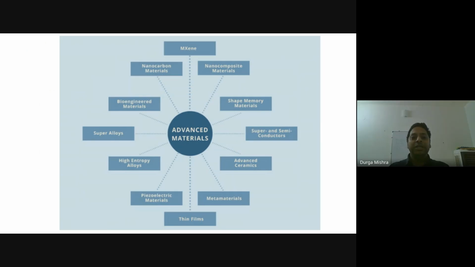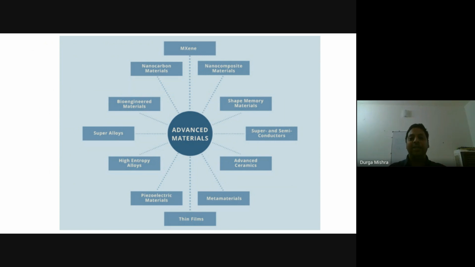So nowadays, when we look at the class of materials, we have what we call advanced materials, and this has many different nomenclatures. What will be called an advanced material may vary depending on who is talking about it. But broadly, an advanced material is a material which is being used in a very advanced technology. That is a kind of broad consensus.